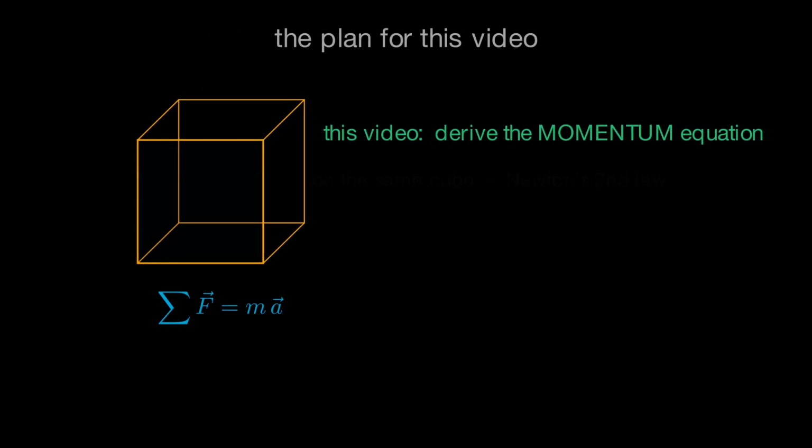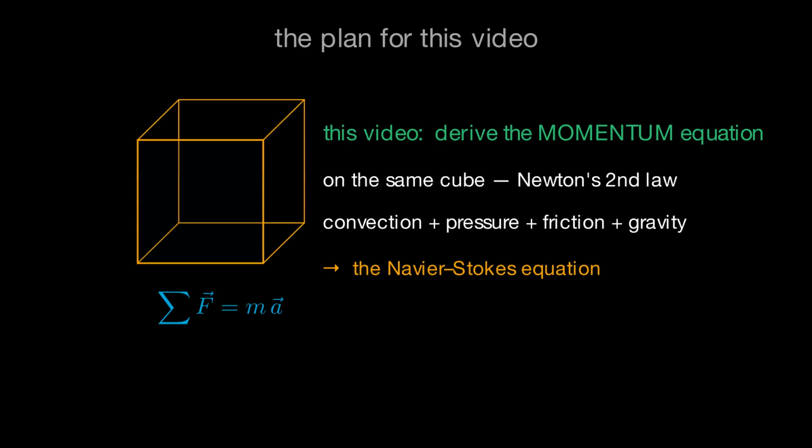Here's the plan. On the very same cube, we derive the equation for momentum, the famous Navier-Stokes equation, straight from Newton's second law, step by step. Track the momentum, add up the forces, divide by the volume.